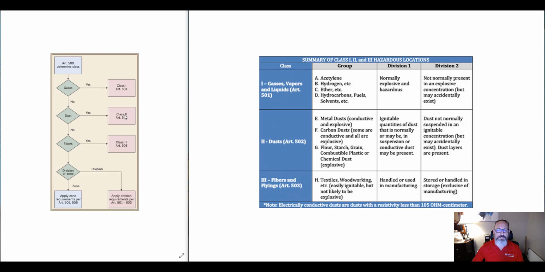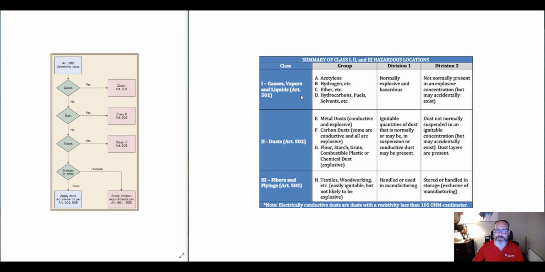If we have a dust environment, it's 502, Class 2. On the right-hand side is a really good breakdown in this chart. What I like is this chart helps us to understand the first about 10 pages of the unit as it breaks it down. So the first one is Class 1. So what do we see?